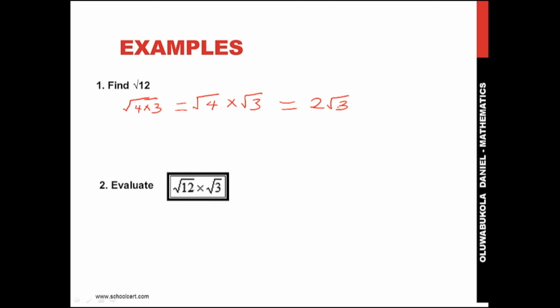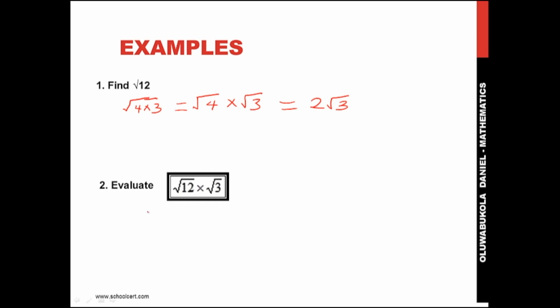Let's look at another example, which is root 12 times root 3. We would also be applying the first rule. But one thing you should take note of in the first rule is that it is vice versa. It can go in either direction. You can decide to say root 12 times root 3, or say root of the multiplication of these inside one bracket. So we'll still be applying the first rule in this particular example.